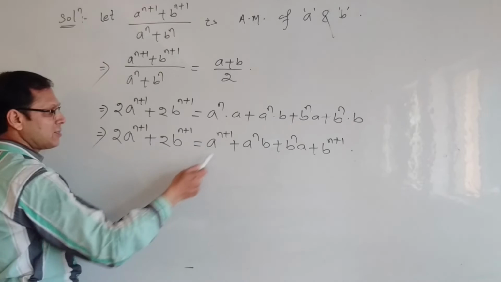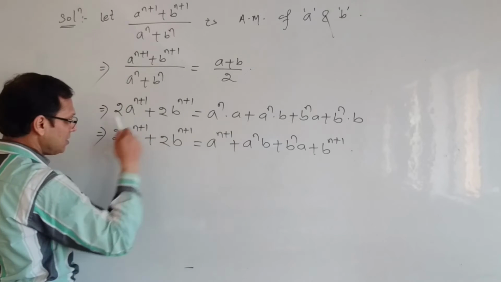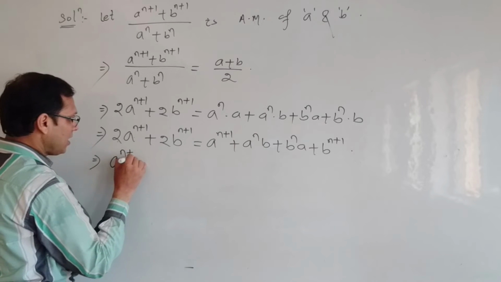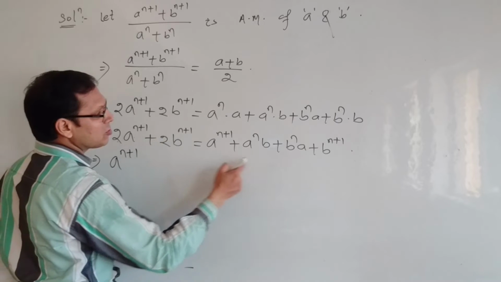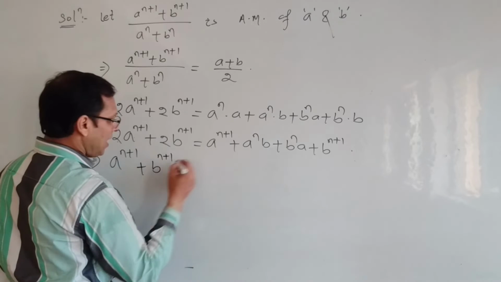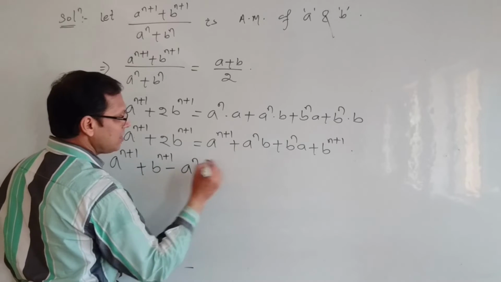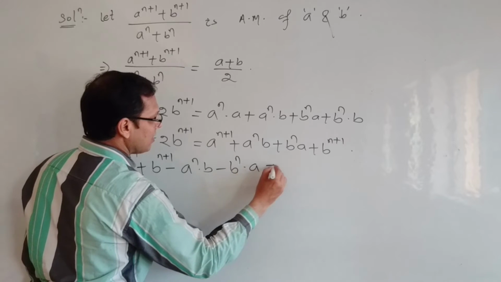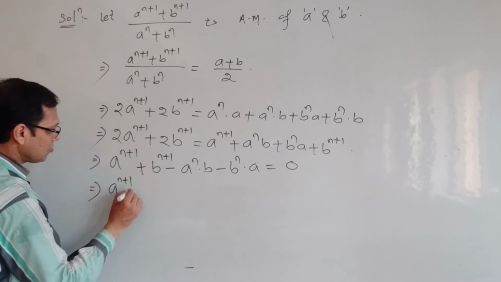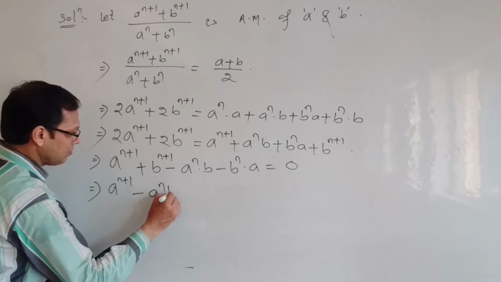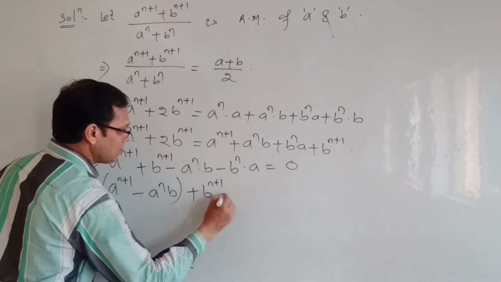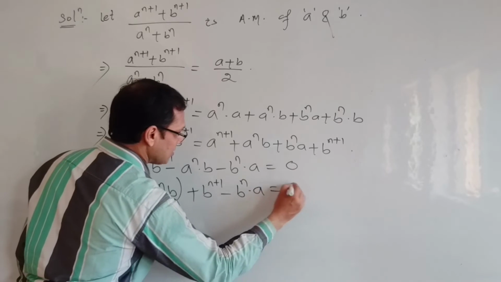Now transferring all these terms into the LHS: 2a^(n+1) minus a^(n+1), so we are left with a^(n+1). 2b^(n+1) minus b^(n+1), so also we are left with b^(n+1), minus a^n into b, minus b^n into a is equal to how much? 0. So now arranging a^(n+1) and minus a^n b, again these two terms, plus b^(n+1) minus b^n into a is equal to 0.